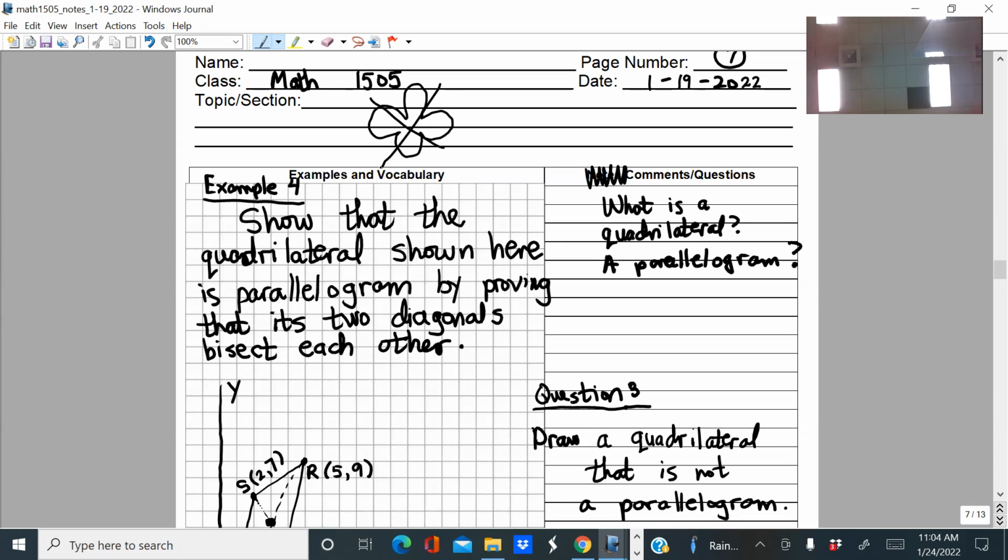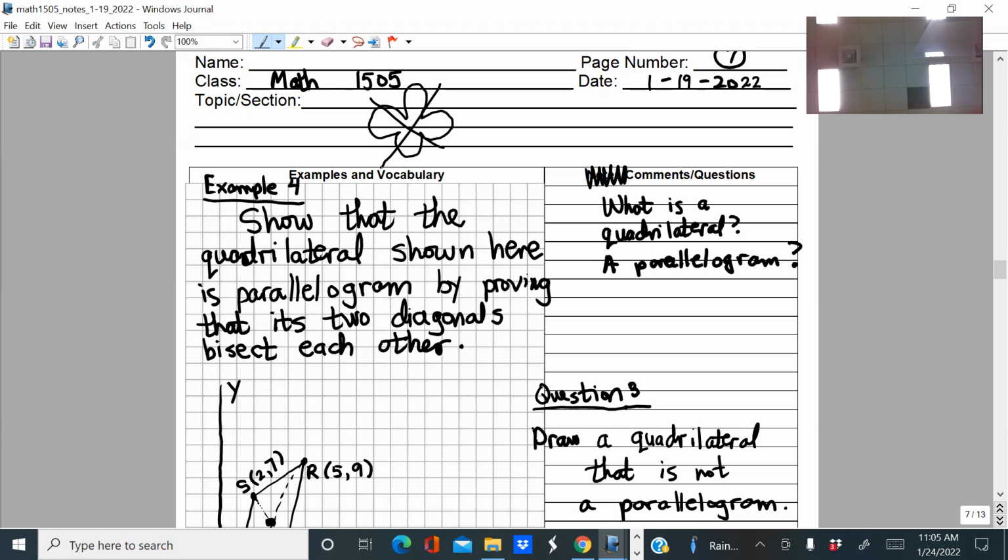Like a square and a rectangle, those are four-sided figures, right? But the opposite sides are parallel to one another. So squares and rectangles are parallelograms. But you can have quadrilaterals that are not parallelograms. You can have irregular quadrilaterals, right? We just don't work with those as frequently as we do parallelograms.